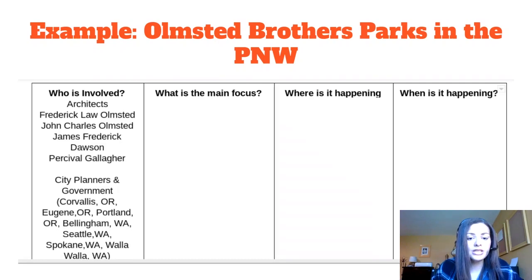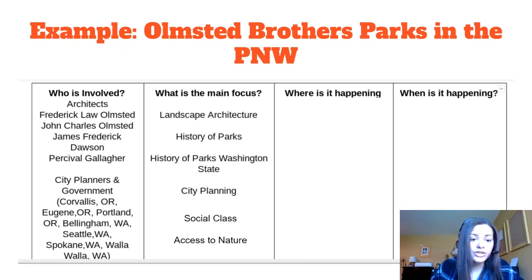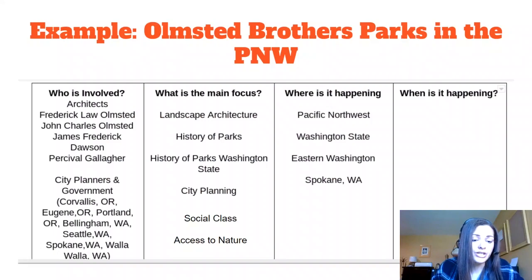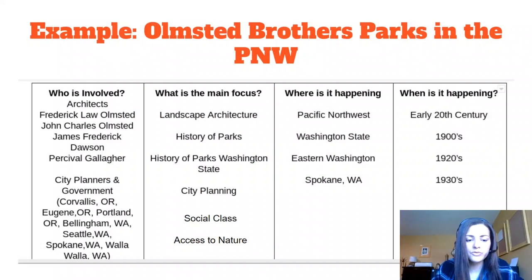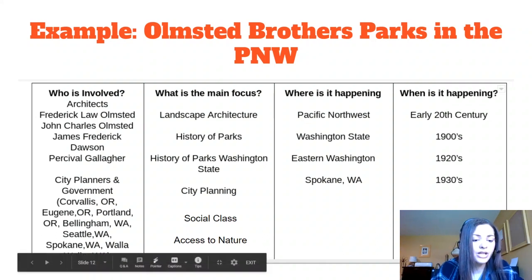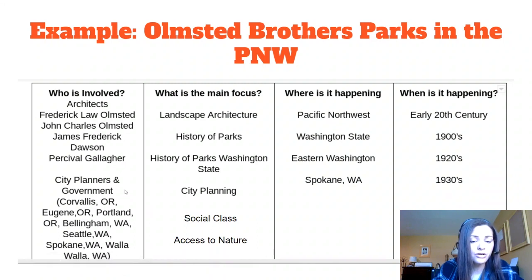So we can see in the examples I have here, earlier I knew that the Olmsted architecture firm existed, but I wasn't sure who was involved. So that pre-research helped me get some names. It also helped me realize that the different government entities and city planners were really critical.